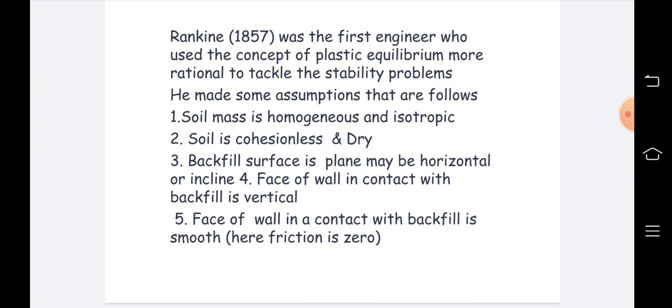First of all, the soil mass is homogeneous and isotropic. Homogeneous means all the properties are the same, and isotropic means all the properties are the same with respect to direction. The soil is cohesionless. So here he is considering only cohesionless soil, that is sandy soil. He is not taking cohesive soil. And the backfill is dry, and the backfill surface may be horizontal or inclined.